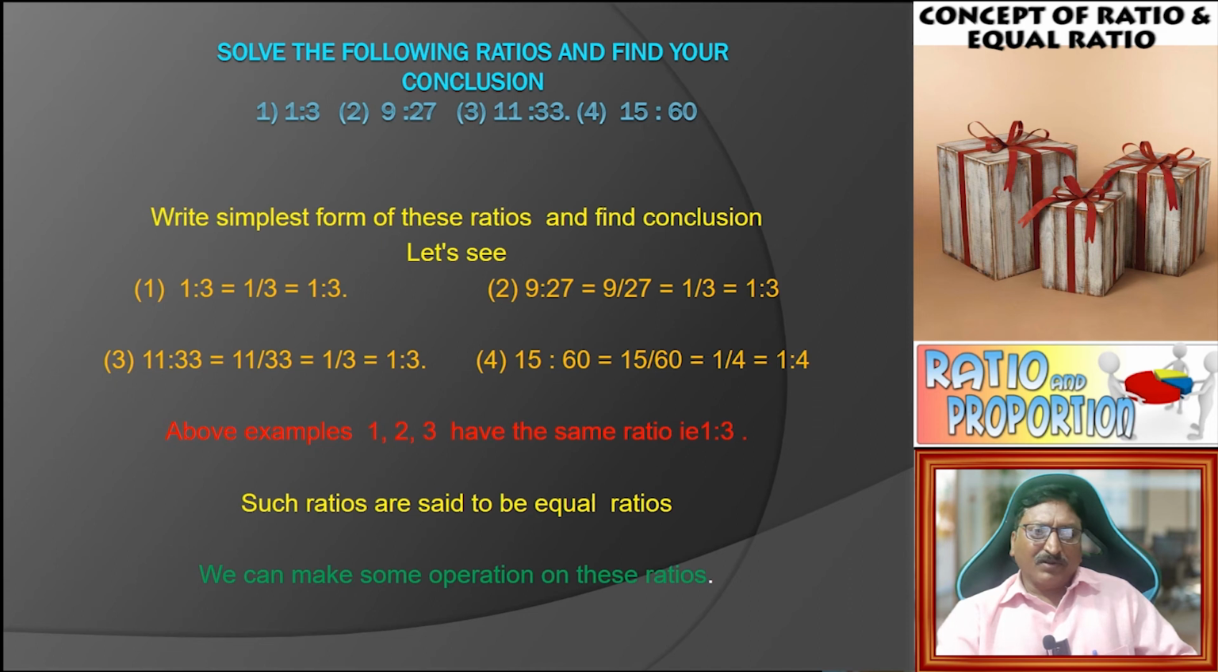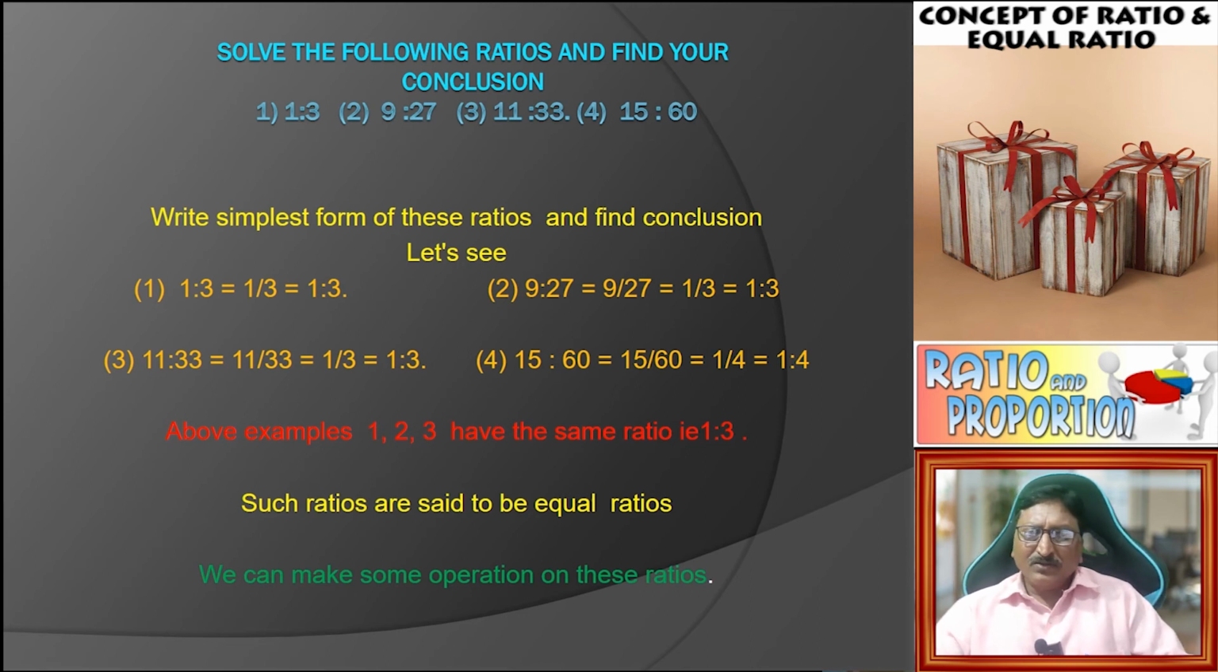Similarly, in the third example, we have 11 is to 33, that is 11 upon 33, and the reduced form is 1 upon 3. Again, the ratio is 1 is to 3. In the last example, you have 15 is to 60, which can be written as 15 upon 60, that equals 1 upon 4, and the ratio is 1 is to 4. What can be your conclusion about these 4 examples?